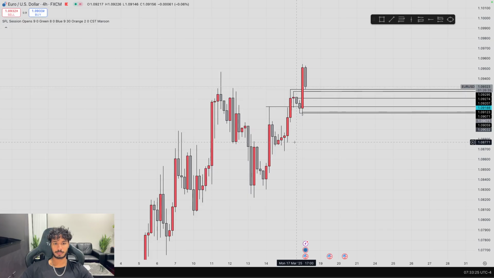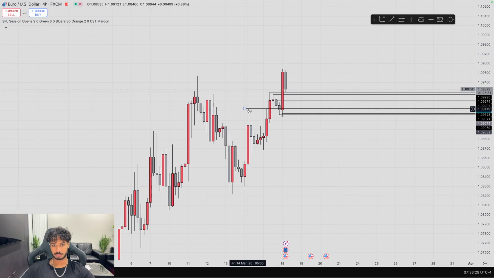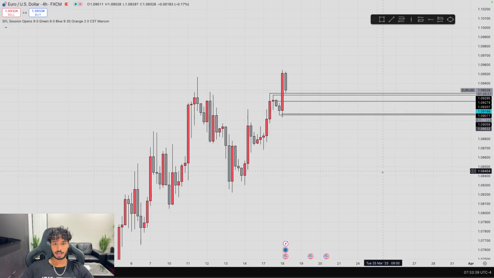this wick, which tells me that I am trying to catch bullish trades because price wants to go up and you want to catch moves going to the moon. So yep, that tells me that I am bullish.